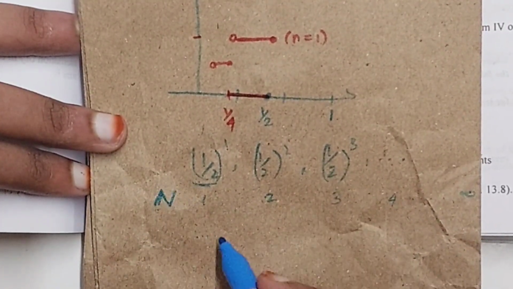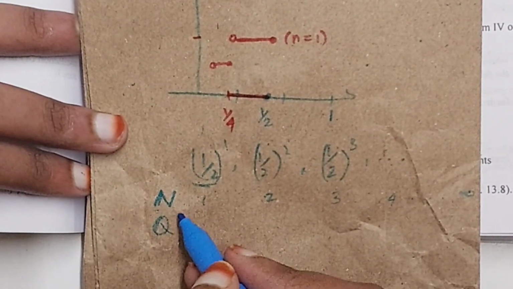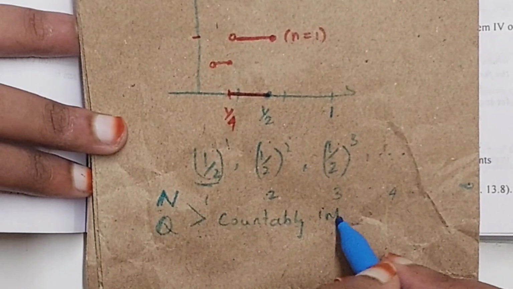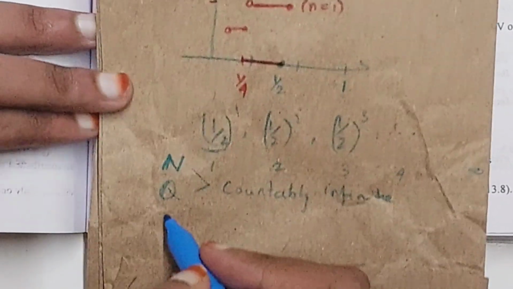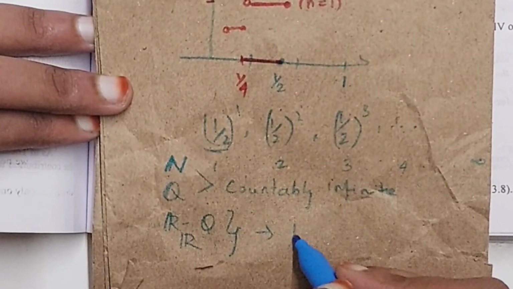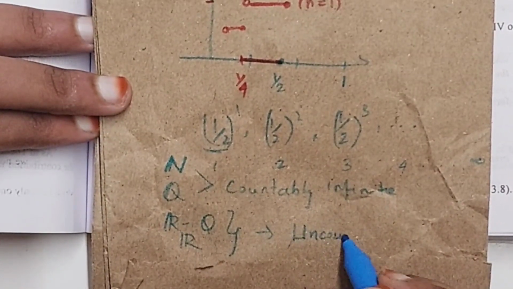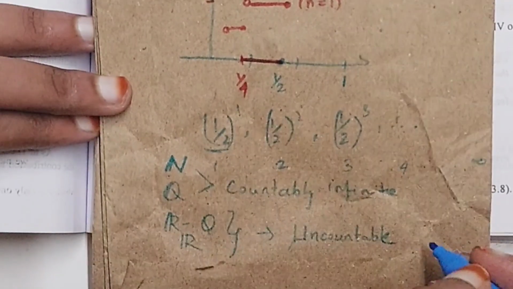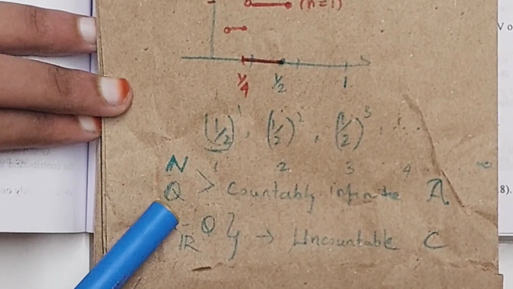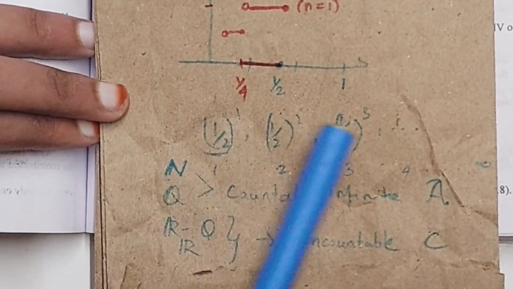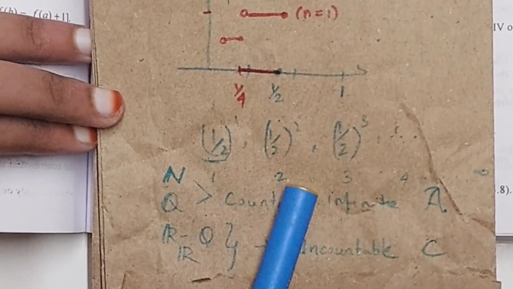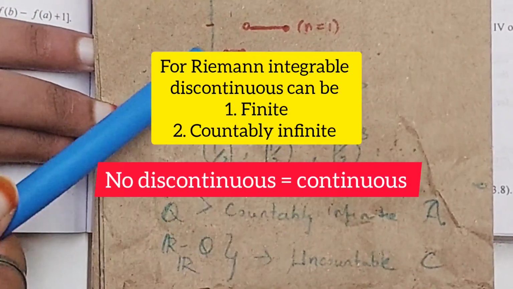So natural numbers, you have to know that natural numbers and rational numbers are all countably infinite, whereas irrational numbers, R minus Q, and R and complex numbers are all uncountably infinite. That is denoted by C, and this is denoted by aleph naught. Okay, so these are extra information alone, but you should know that these discontinuities are all quite countable. So when the discontinuities are countable, you have to say this is Riemann integrable.